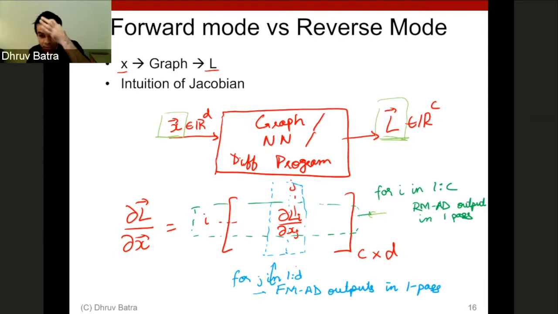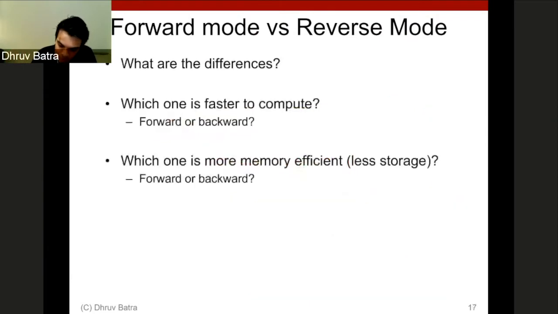And this is why in neural networks, there is typically only one loss. There are millions of parameters, and therefore we prefer backward propagation, because we compute all of the gradients that we're interested in, that entire row, all at once. We walked you through the differences: reverse mode might be faster if the number of output neurons is less than the number of input neurons. And we also talked about memory efficiency, that forward mode automatic differentiation is more memory efficient because you don't have to store the intermediate activations. You can just throw them away.